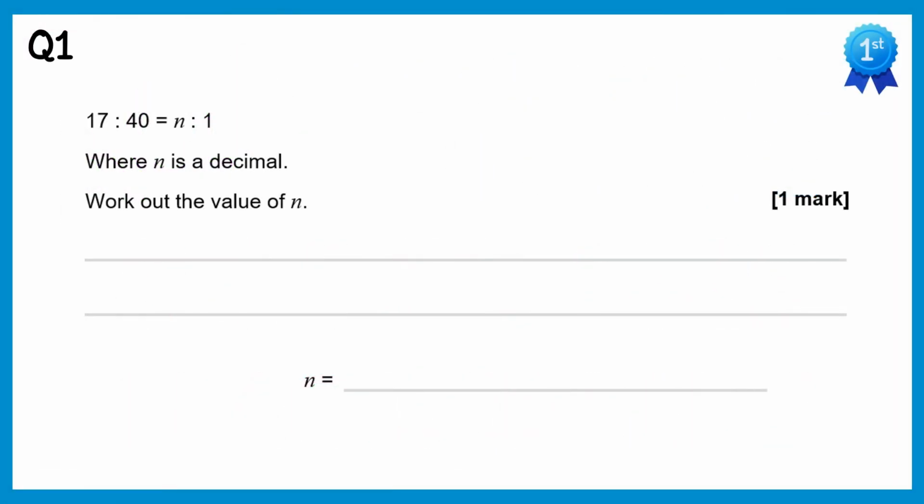So for this first question, we've been asked to write the ratio 17 to 40 in the form n to 1. This just means we need to rewrite that ratio and simplify it so that there's a 1 on the right hand side. So let's take the ratio, and then we need to write it so there's a 1 on the right hand side. So what would we do to get from 40 down to 1?